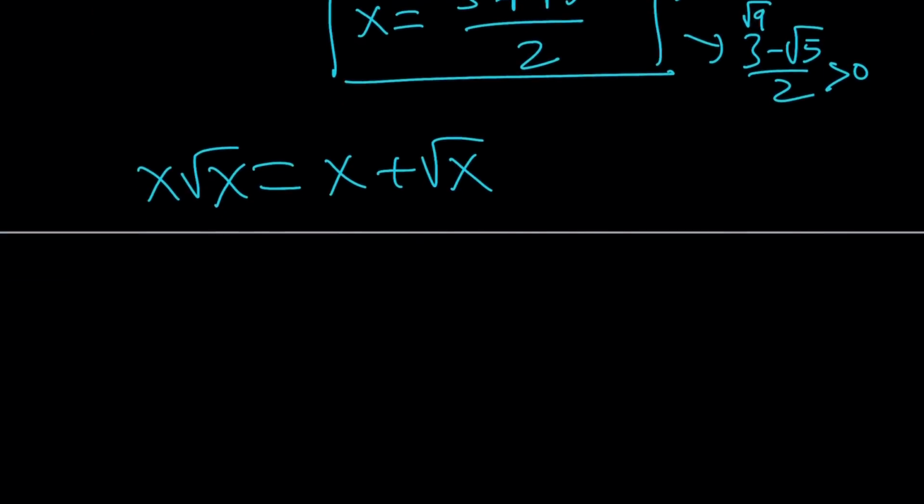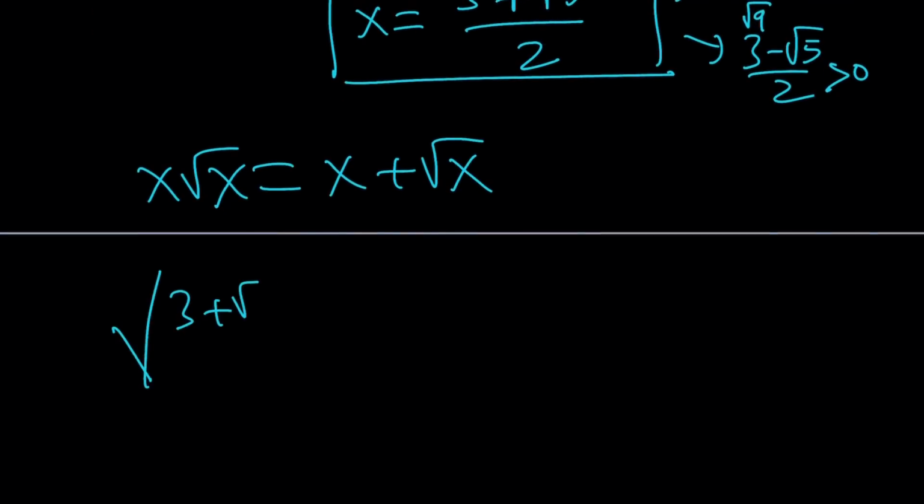What about (3 plus root 5) over 2? So we're going to find the square root of this number anyways. Let's go ahead and find the square root of this number. That is square root of x, right? If we go with the positive solution. I mean the plus sign.